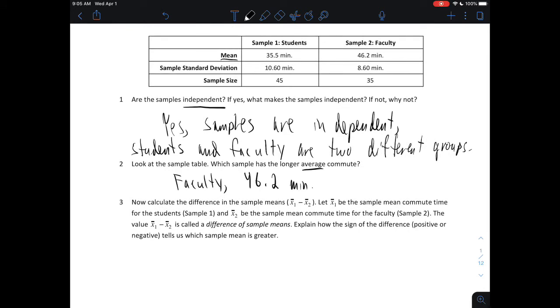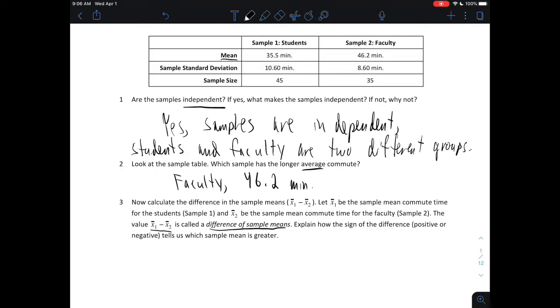Now calculate the difference in sample means, x bar 1 minus x bar 2. Let x bar 1 be the sample mean commute time for the students, coming from sample 1, and let x bar 2 be the sample mean commute time for the faculty, coming from sample 2. The value x bar 1 minus x bar 2 is called a difference of sample means. That's all that is.